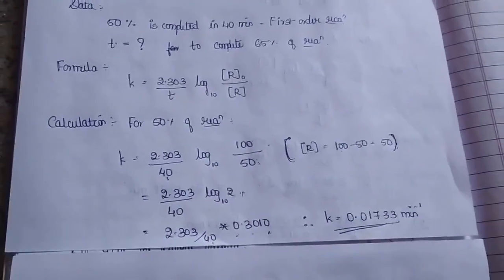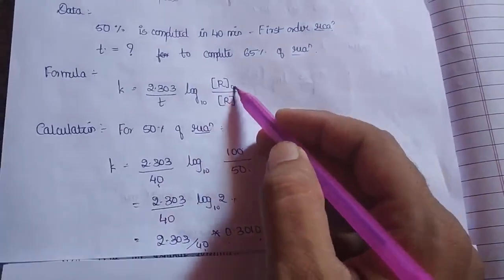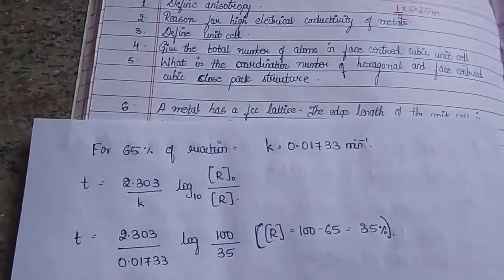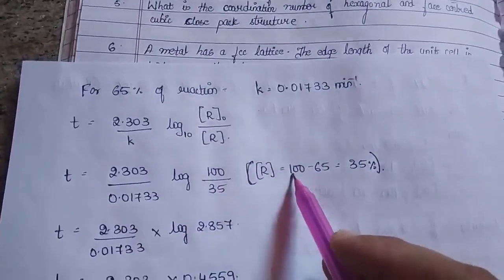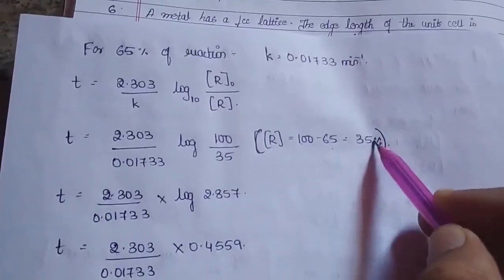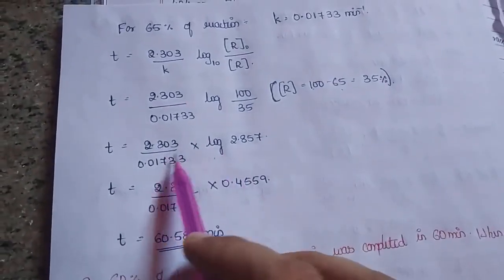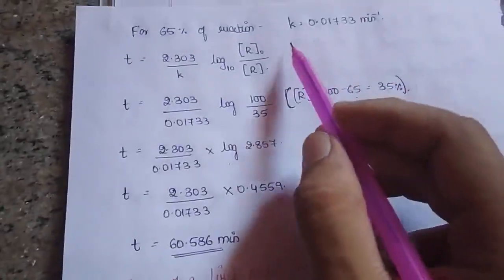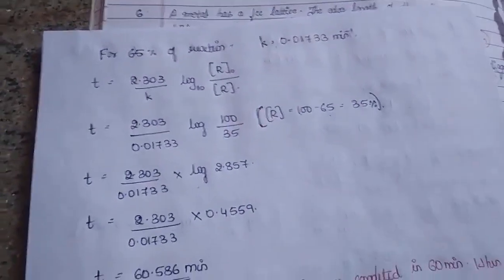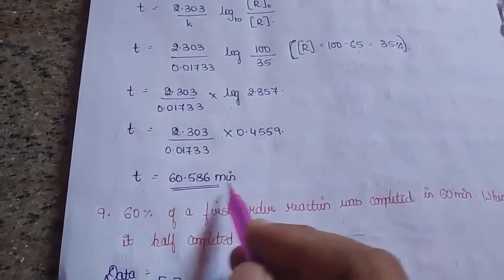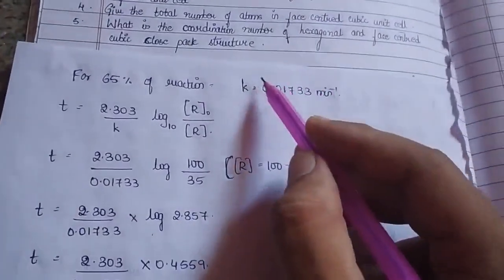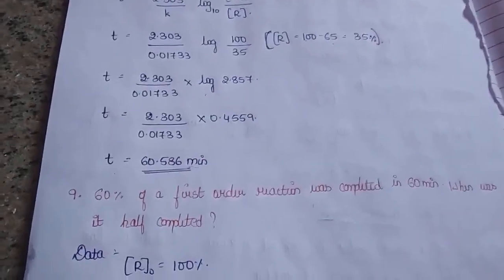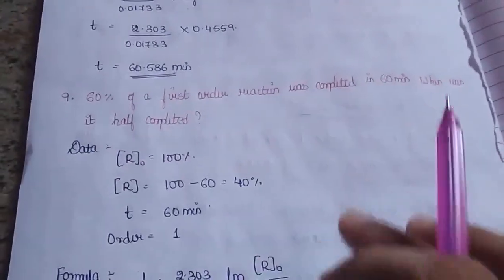Now in the next part, utilizing the same formula, what will be your R0 in that case? Of course 100. What will be the value of R in that case? R is given as 100 minus 65, that is 35%. So the same way you have to substitute: 2.303 divided by 0.0173 into log of 2.857. Of course, the value of the rate constant we have obtained from our earlier step. On substituting, you will be getting the time in minutes. Why in minutes? Because our rate constant is in per minute, so whatever time you get will be in minutes. Is that clear?